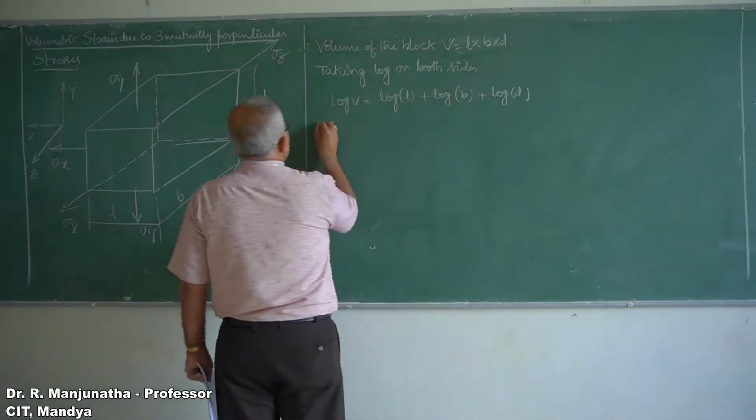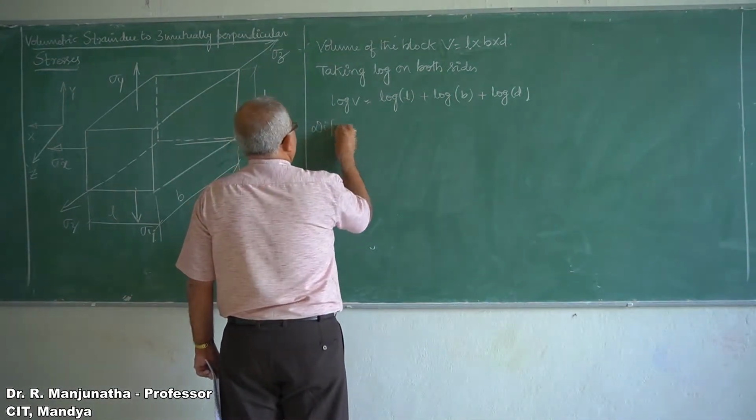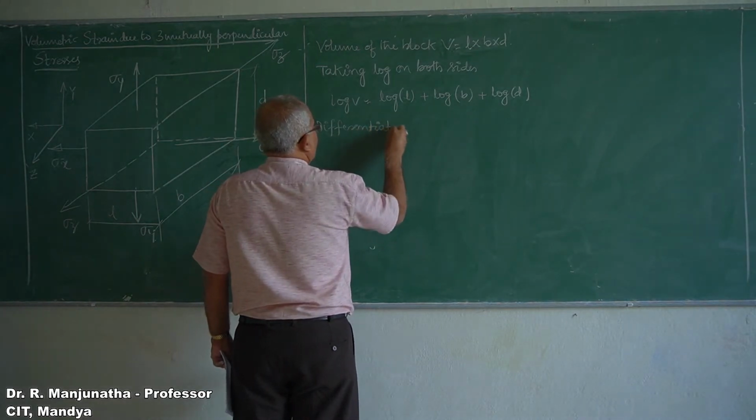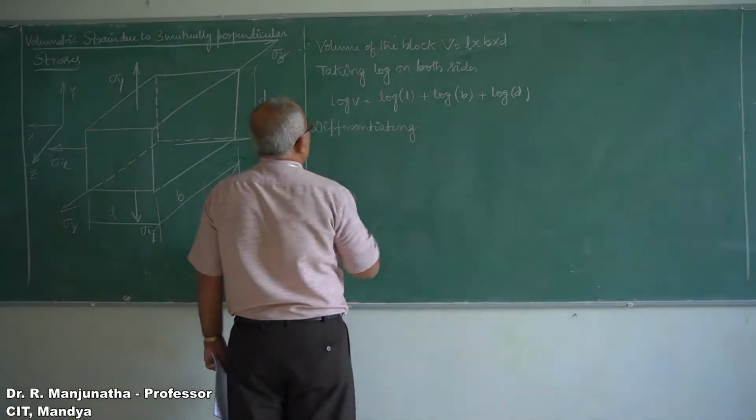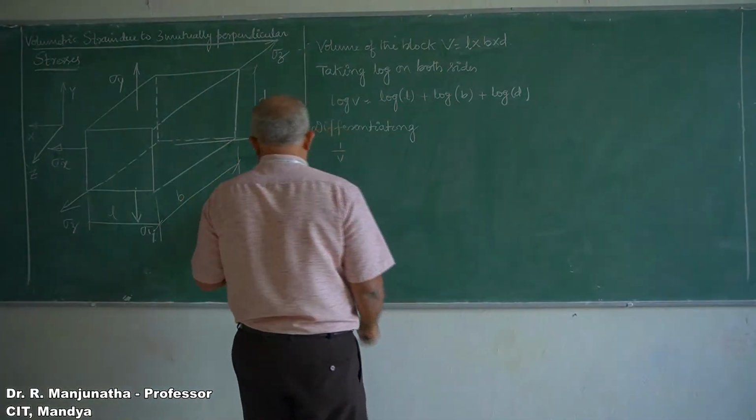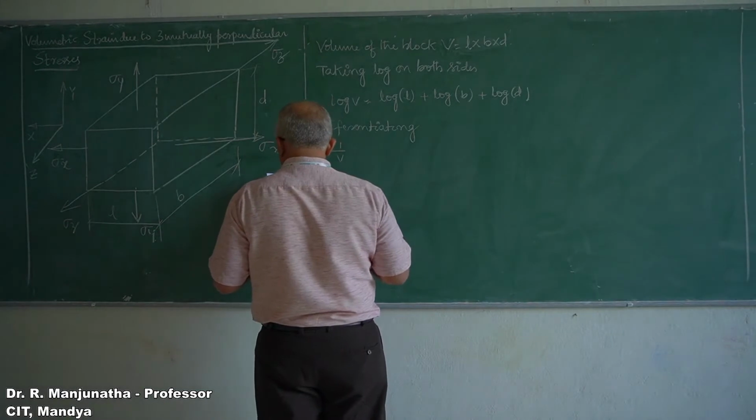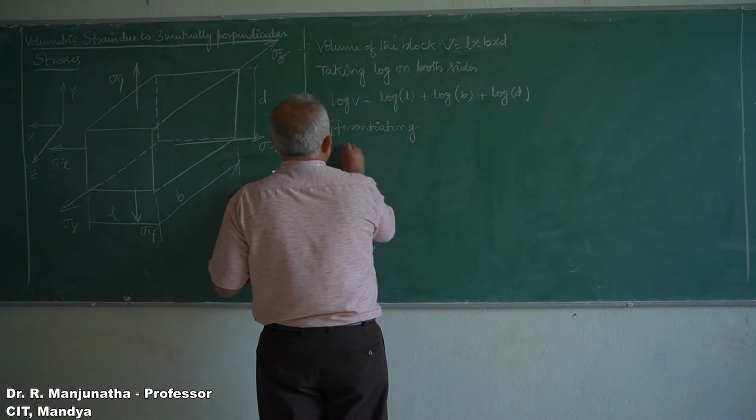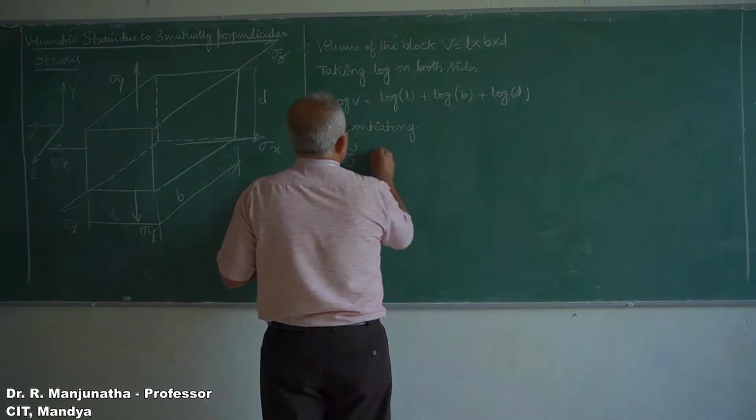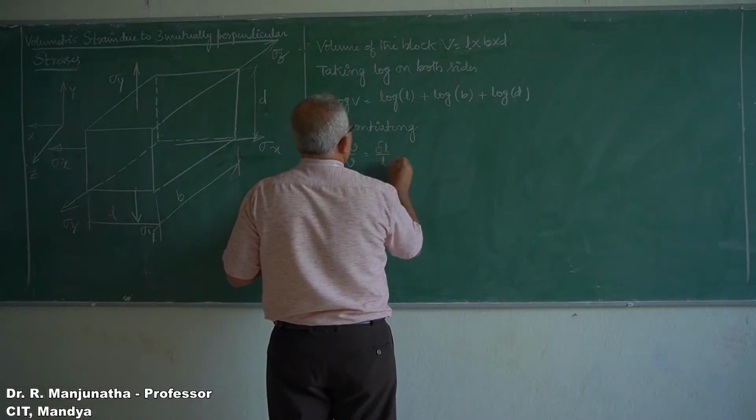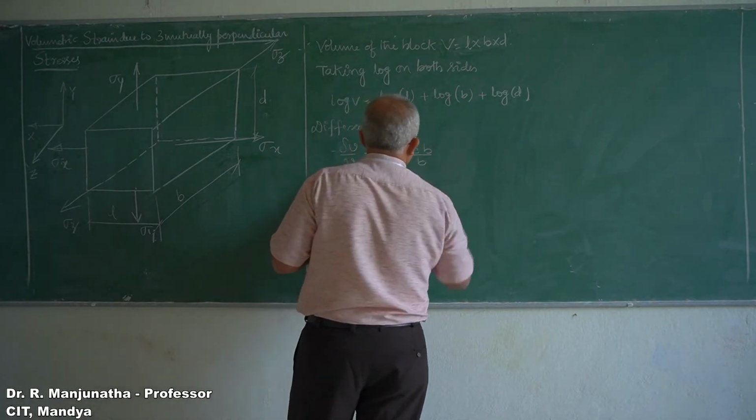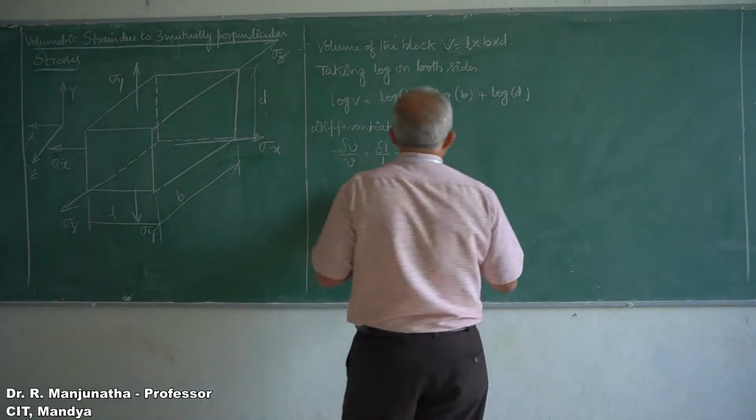Differentiating. Now when you differentiate, what happens? So we have 1 by V, that is log V, 1 by V, that is delta V, will be equal to delta L by L plus delta B by B plus delta D by D.